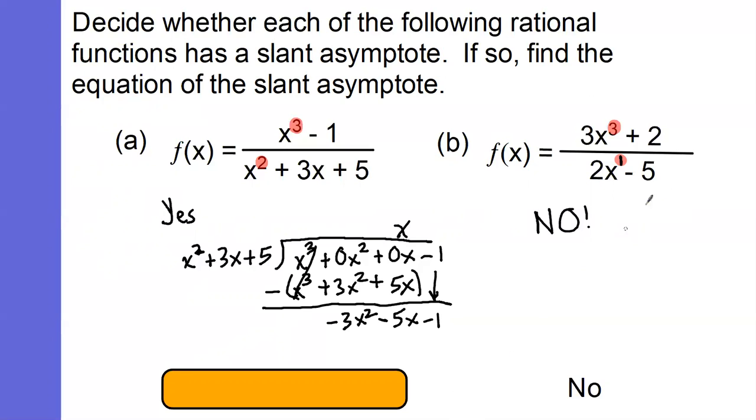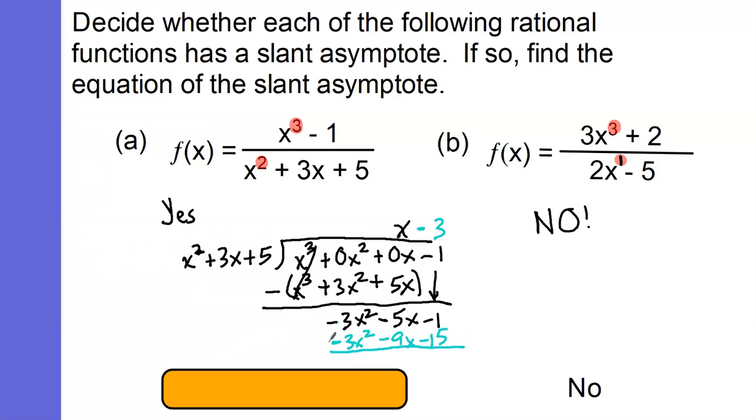We're going to go through the process again. I'm going to pick a new color here. I'm going to take negative 3x squared divided by x squared. That would give me negative 3. And let's multiply this out. Negative 3 times x squared is negative 3x squared. Negative 3 times positive 3x would be minus 9x. Negative 3 times positive 5 would be minus 15.